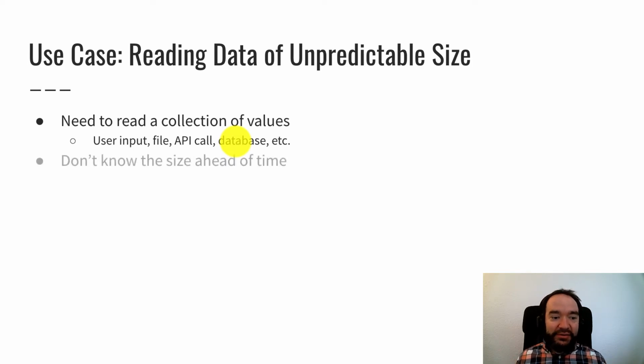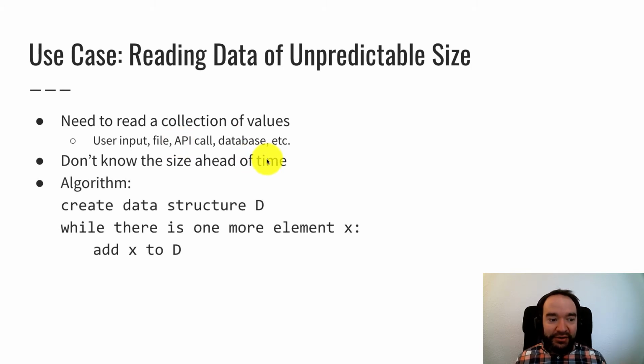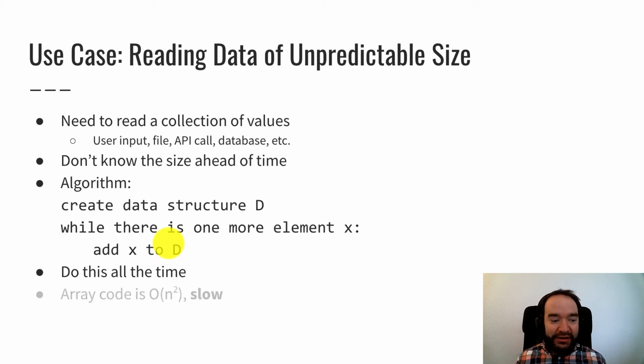There are a lot of cases when this kind of thing happens where you don't know the size ahead of time. Here's a very simple algorithm for handling that. Create a data structure called D that will hold the elements, and as long as there's one more element available, we add it to the data structure D. So that's the simplest algorithm I can think of. Just keep sending them to me and I'll keep storing them until we're done. We do this all the time. This is a bread and butter, everyday thing to do in programming. We want this to be easy and efficient.